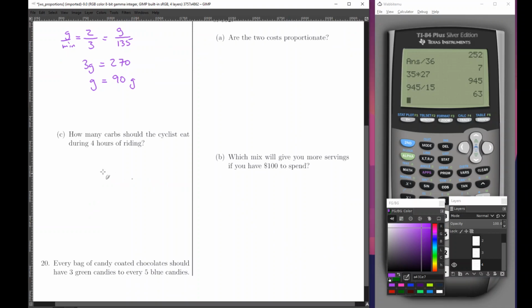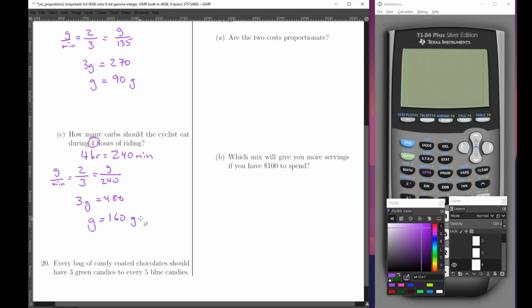How many carbs should the cyclist eat during 4 hours of riding? 4 hours, we're doing this in minutes, is 240 minutes. So 2 is to 3 grams per minute. I always write my units out over here so that I don't accidentally put 240 up at the top, because that'd be bad and wrong. 240 is the number of minutes. This is the number of grams. So 3g is equal to 480. The grams is 160 grams of carbohydrates. Cool.